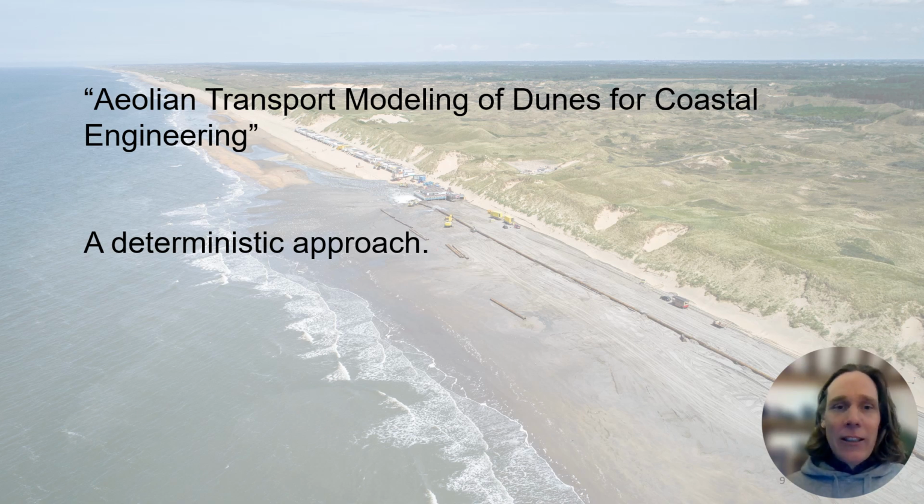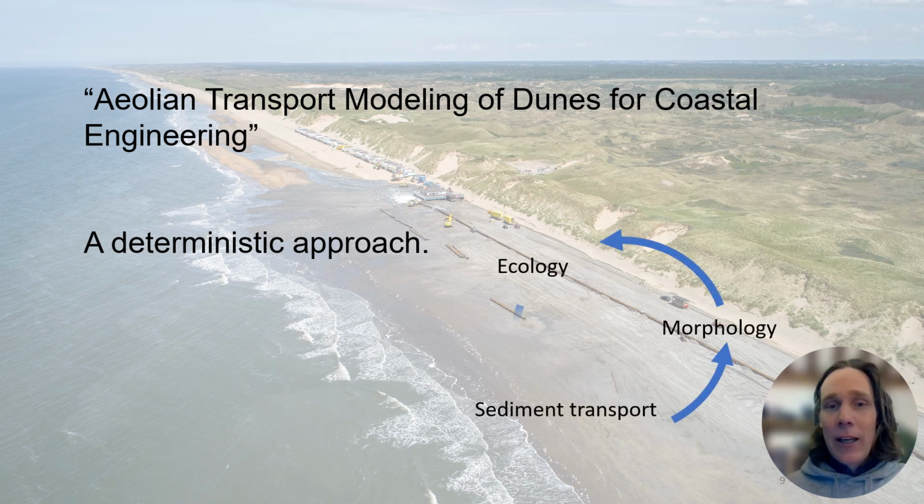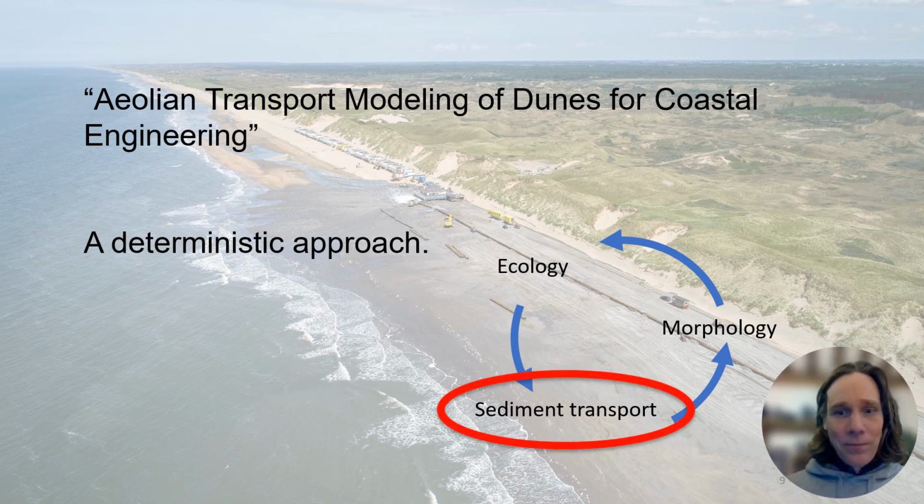And well, the architecture of many models is characterized by some sort of feedback loop. In the case of coastal landscapes, we may propose a conceptual feedback between sediment transport, morphology, and ecology. And these elements interact and all sorts of complex things happen in their interaction. And in the remainder of this presentation, I will use this feedback loop. Let's start somewhere. Let's start with describing sediment transport.